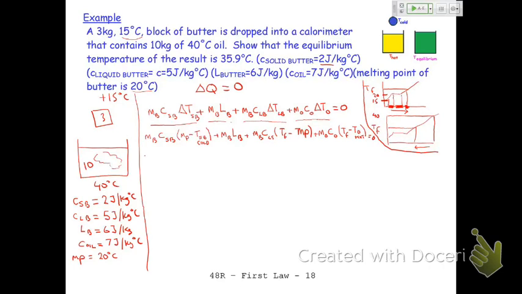Rest is numbers. So 3 times the specific heat for solid butter is 2 times the melting point, my melting point is 20 minus 15, because I started off at 15 and I ended at 20. Plus the mass of the butter, which is 3, times the latent heat for the butter is 6. Plus the mass of the butter is 3, the specific heat for liquid butter is 5. And then I have my T final, which is what I want, minus my melting temperature, which is 20.